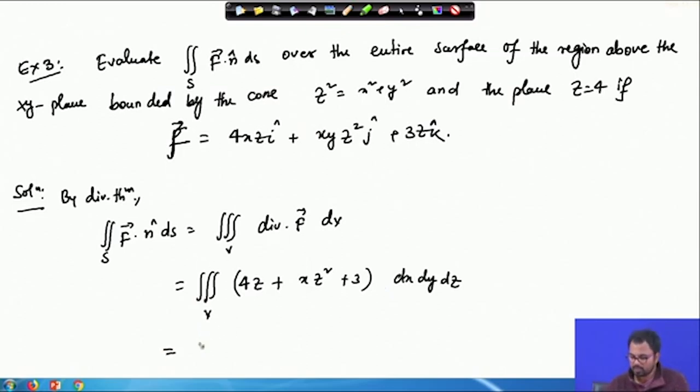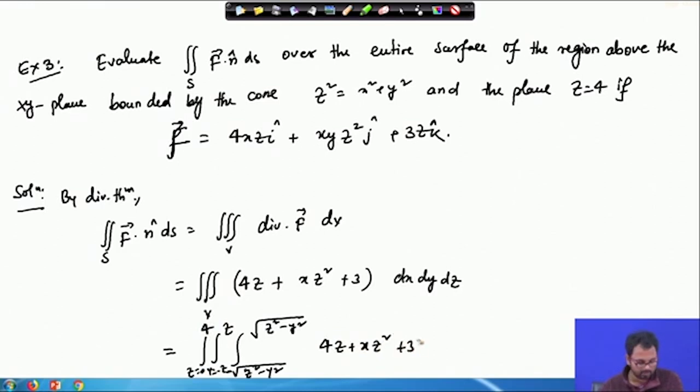Now, in this case, we have to get the limits for x, y, and z, and we have to remember that the volume enclosed by this cone and the plane has to be above the xy plane in a way. So, the limit for x would be minus square root of z square minus y square to square root of z square minus y square. Then for y, when x is 0, it is minus z to plus z, and z is 0 to 4. So, this will be 4z plus xz square plus 3 dx dy dz.